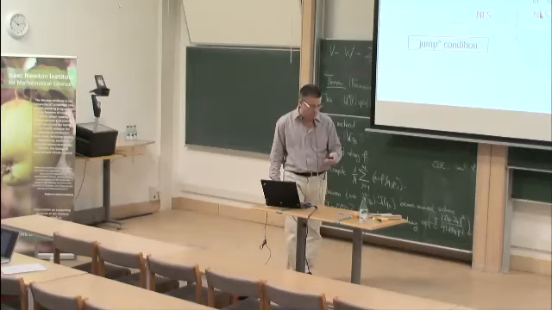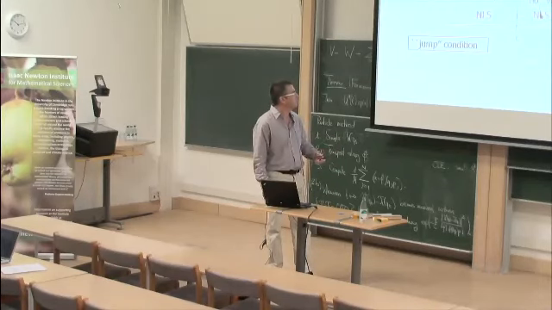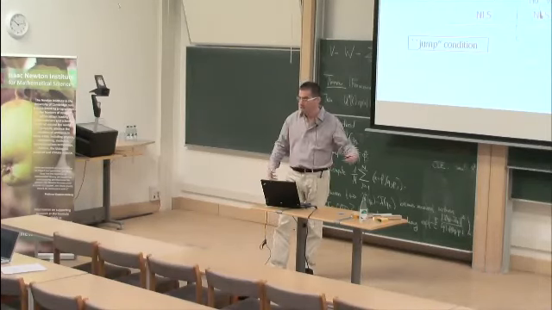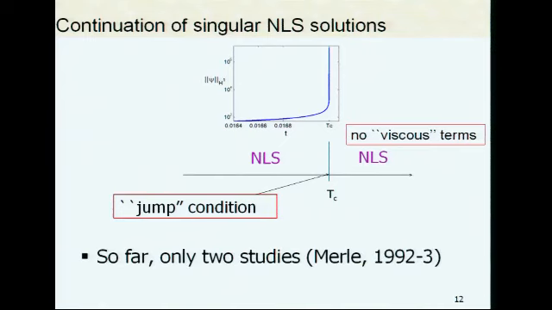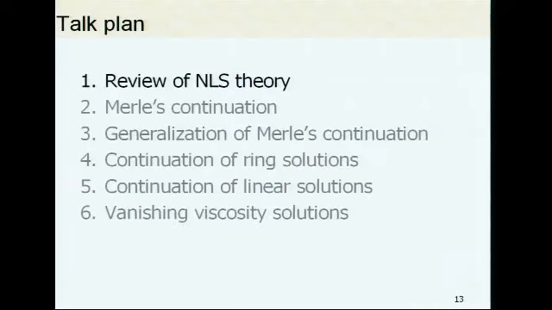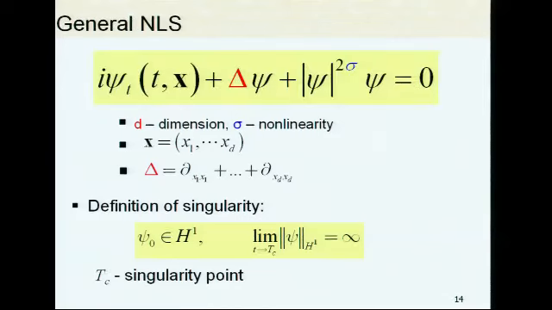So if we want to do it, we need somehow to know what happens here. We need some sort of a jump condition to be able to relate the solution of the NLS here to the solution of the NLS here. That's the goal. So far, there have been only 2 studies by Merle, which I'll present in a second, which address this question. Okay, so let's begin with a quick review of NLS theory, the part which is relevant for this talk.